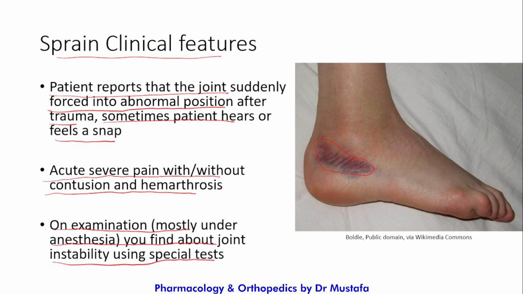Every joint has special tests. For example, for the knee joint, there is the anterior drawer test, the posterior drawer test, the valgus and varus stress tests, and the Lachman test. The Lachman test was shown in the first picture in this video.